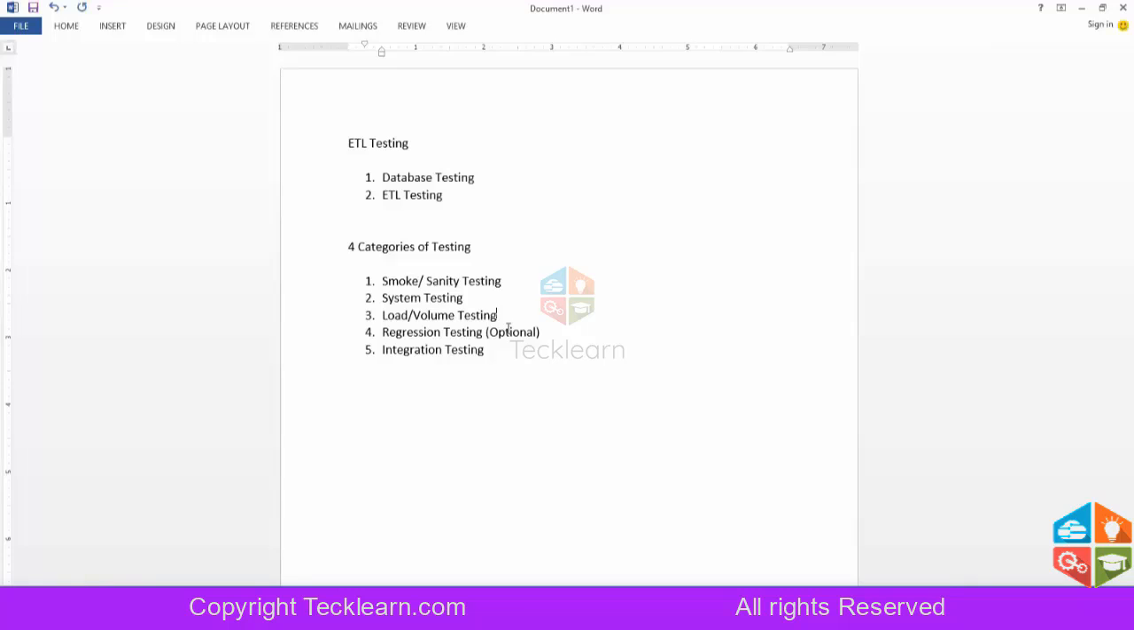So we test out the explicit scenarios that are possible, and then we see whether the system is able to still sustain that load or not. And this is system or volume testing that we immediately perform after system testing is passed. This is like a third category of testing.